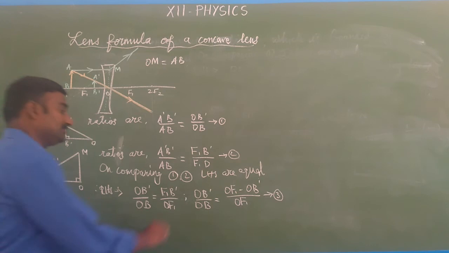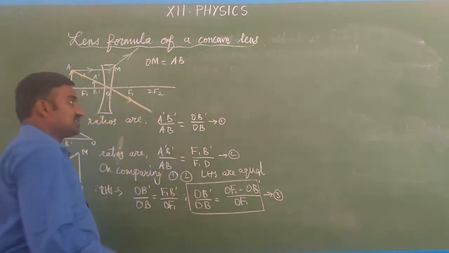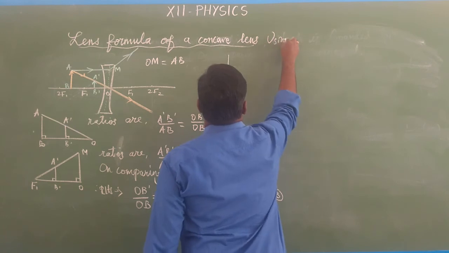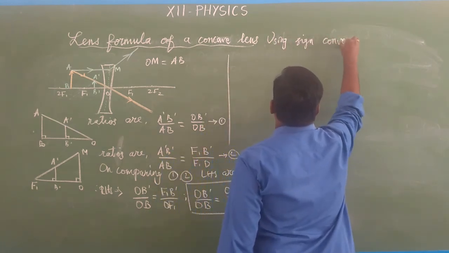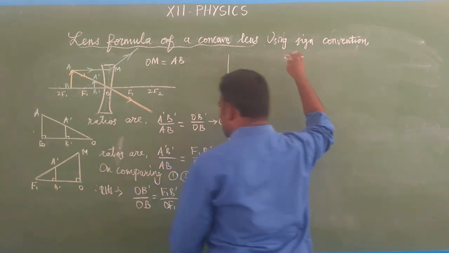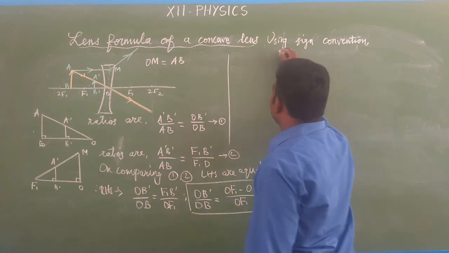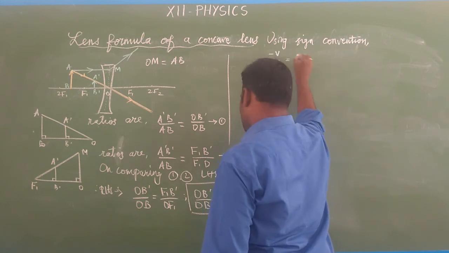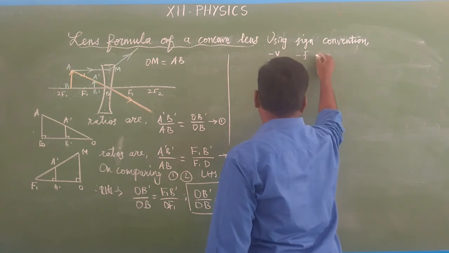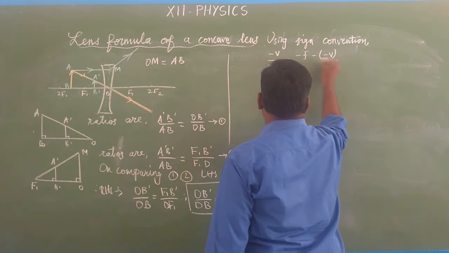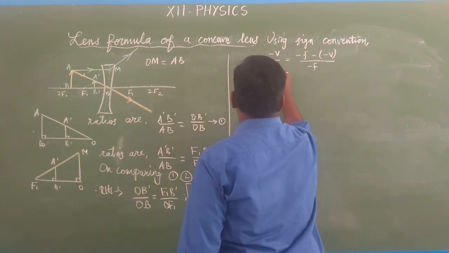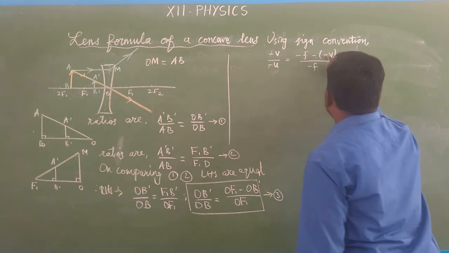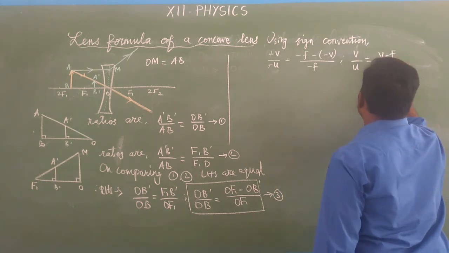In this equation, we are going to substitute the sign convention. So using sign convention, what will you get? OB' is the image distance, no? So minus V divided by minus U is equal to minus F minus of minus V divided by minus F. So minus minus cancels. So we have V by U is equal to V minus F divided by minus F.